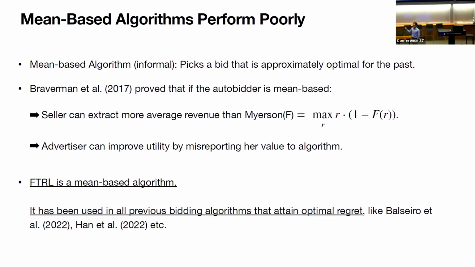Moreover, the advertiser has an incentive to lie to mean-based algorithms. If they misreport their values, they can get more utility. Importantly, FTRL falls into this class. So exponential weights is a mean-based algorithm. And all of the prior work that attained optimal regret, that were doing the best just on the learning task, used mean-based algorithms. So there's a tension here. The algorithms that we do know that get the optimal regret will perform poorly when you deploy them in markets because they can be exploited by both sides.